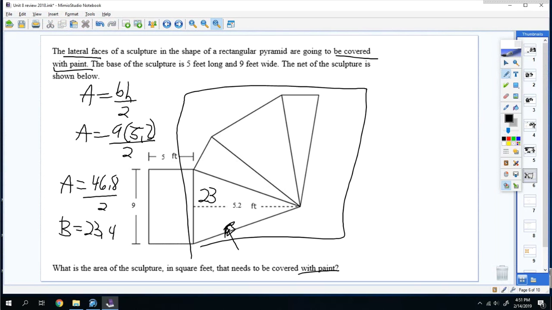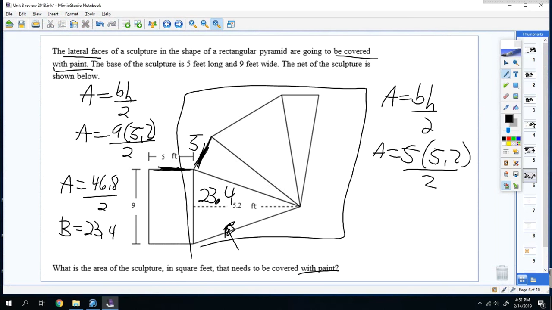So this is 23.4. Then we have to find the area of the second triangle. So the same formula, base times height divided by 2. This triangle will have a base of 5, because imagine wrapping this around, this length and this length will be the same thing. So the base will be 5, and the height will still be 5.2, and we divide by 2. 5 times 5.2 is exactly 26, and we divide by 2 to get 13. So this one is 23.4, and this one is 13 as well.